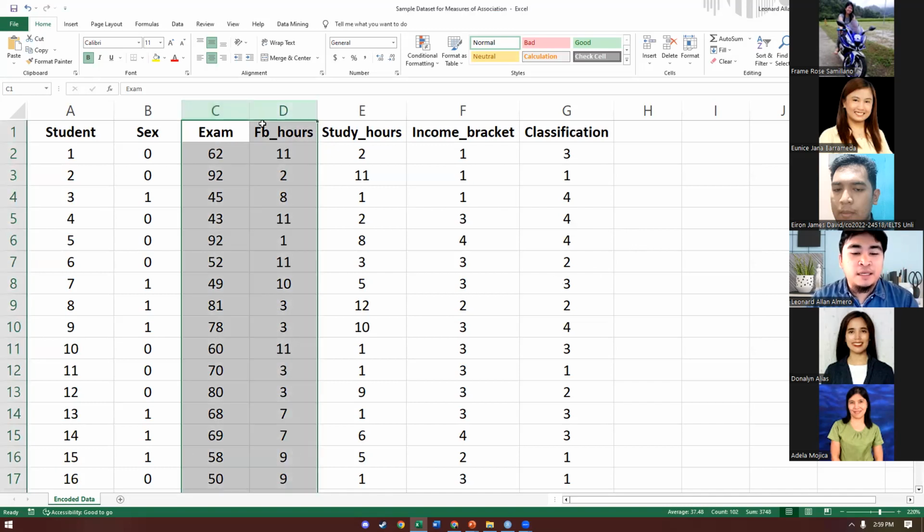Meron po ba may idea? Okay, inverse, no? Kasi dapat pagka matagal ka nagpo-Facebook, mababa ka sa exam kasi hindi ka nag-aral. Maliban na lang, syempre may mga exceptions, pero in general, parang ganun yung ina-expect natin.